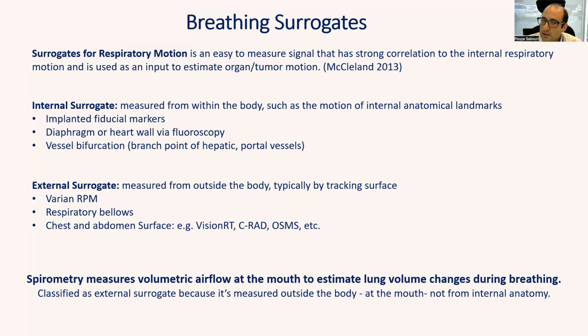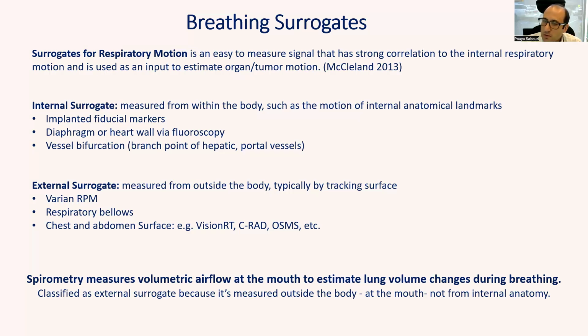Internal surrogates are surrogates that are derived from inside the body and offer a more direct view of anatomical motions. Examples of these include implanted fiducial markers, fluoroscopy tracking of the diaphragm, or vascular bifurcation for the hepatic or portal veins. On the other hand, external surrogates are easy to measure, but only approximate the internal motion. Examples of these are the Varian RPM or respiratory bellows, and optical surface monitoring systems such as OSMS or CRAT.